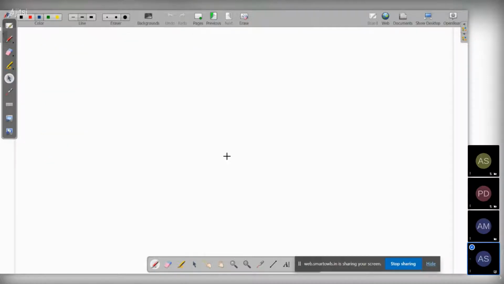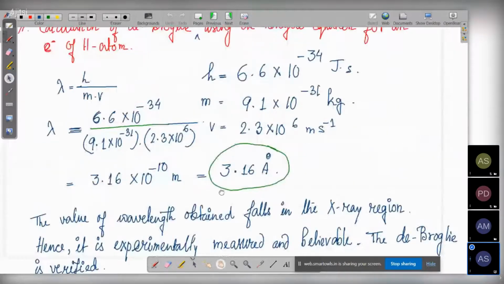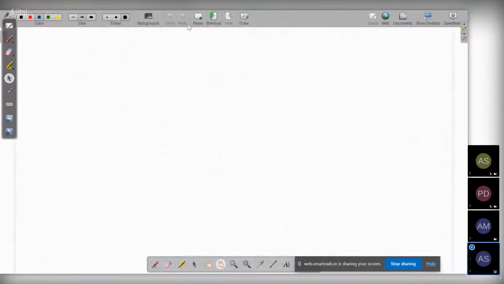Here we have seen in the example 3.16 angstrom. Here we can easily apply the de Broglie wavelength for a hydrogen atom. Now what if anyone says, okay, I understand that a hydrogen atom can have a de Broglie wavelength, but what about our daily objects, the objects that we see around us? Do they also follow the de Broglie equation?